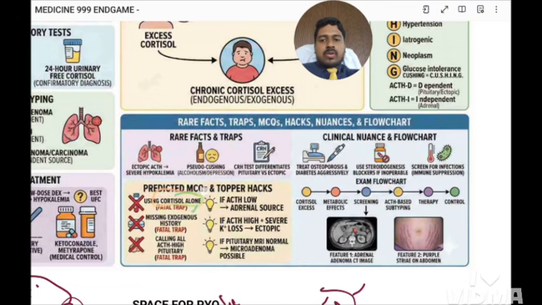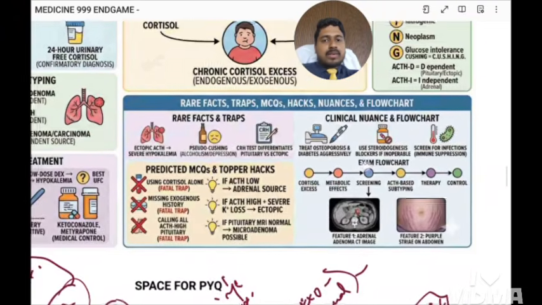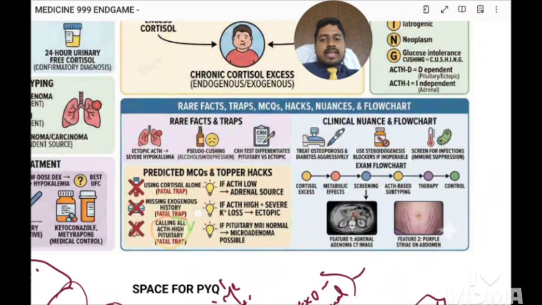Next, using cortisol alone is of no use. Next, you shouldn't miss exogenous steroids. Exogenous means the medication that we give, that is the most important cause. And not all ACTH secreting tumors, ACTH high, are pituitary. There are some ectopic ACTH causing tumors also.